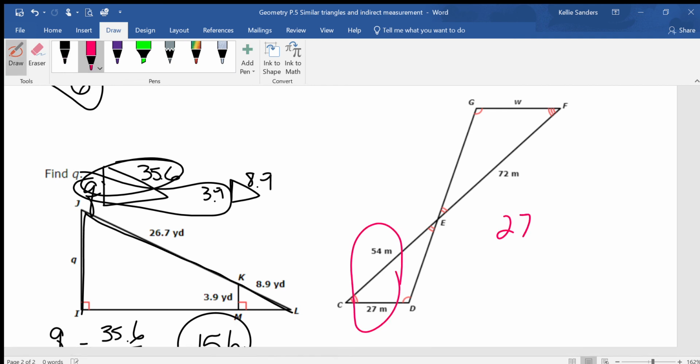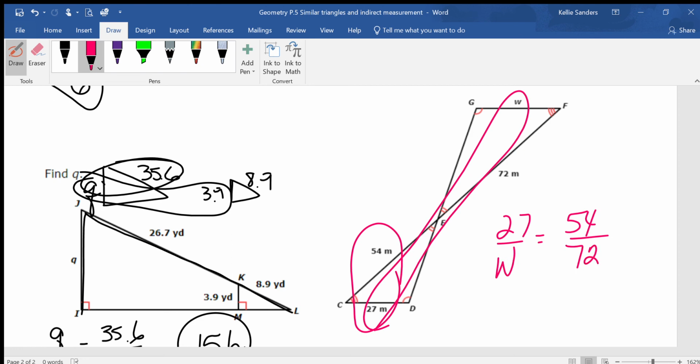27 and 54 are in the same triangle. 27 and W are in the same spot. So 72 comes here because 72 and 54 are on the same line, basically. So 54W equals 27 times 72 divided by 54, 36.